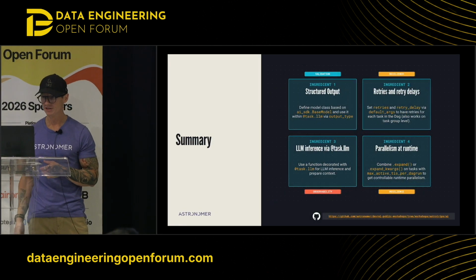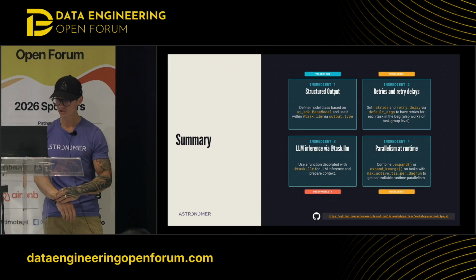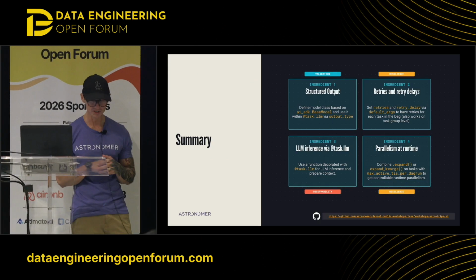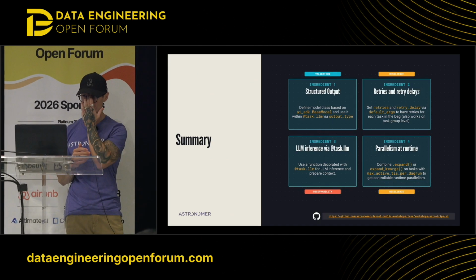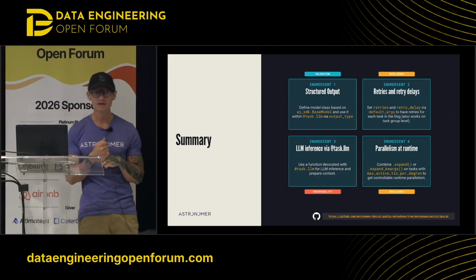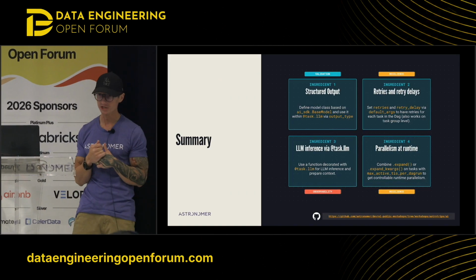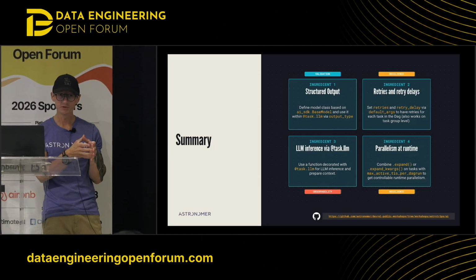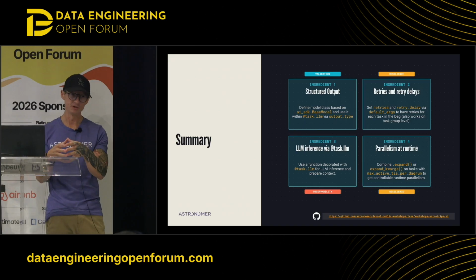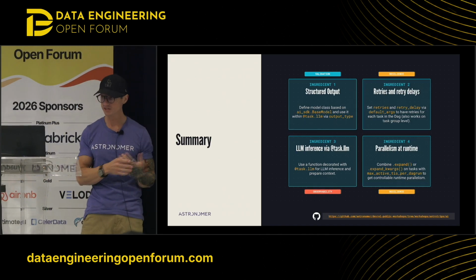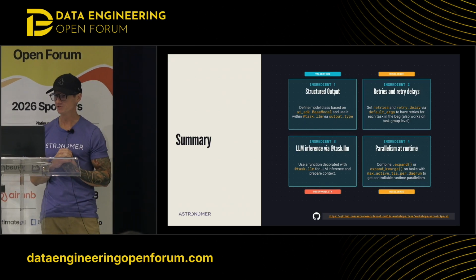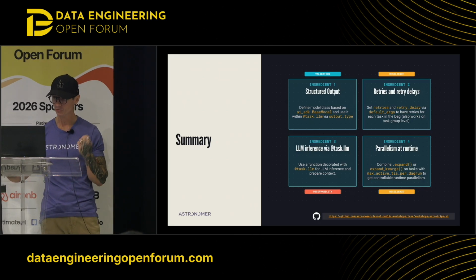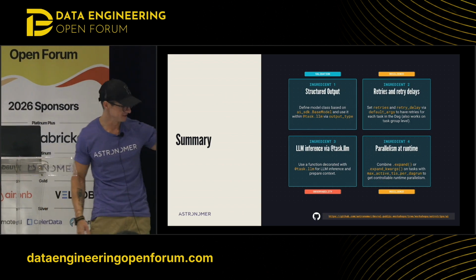Right, so as a summary, the main dish had like 4 main ingredients for us. Structured output, very important, retries and retry delays. If you're interested, there's also more, like exponential backoff, that you can use. The LLM inference happens just with decorators, which is pretty cool because that way it becomes like a first-class citizen of your data pipeline. And we also want to have parallelization at runtime, and this is done with expand in combination with this parameter. And if you're interested, there's a GitHub link on the bottom.